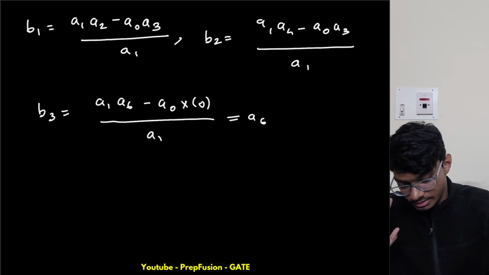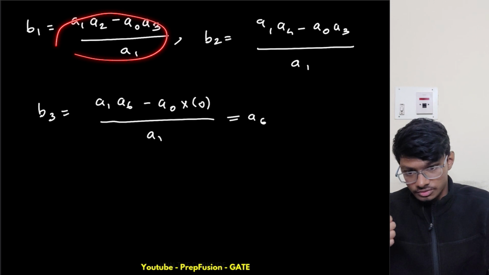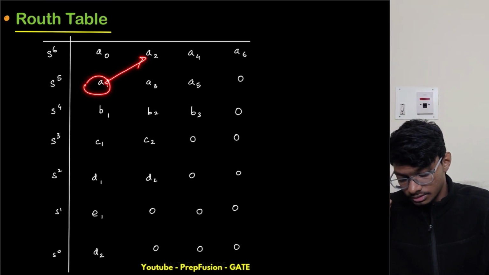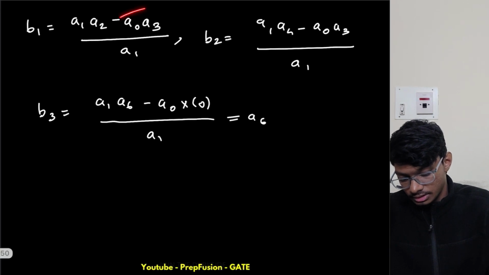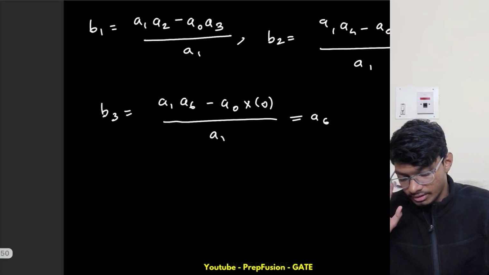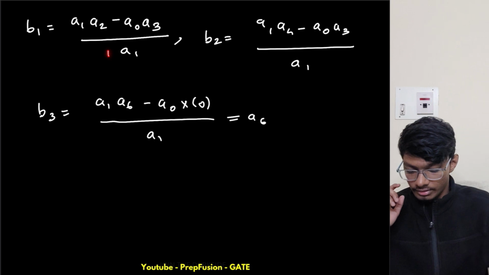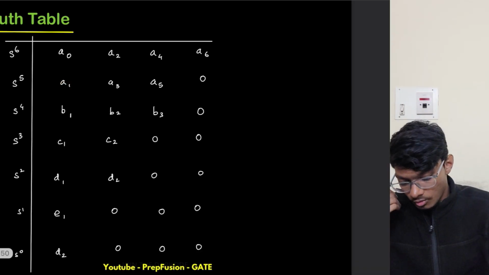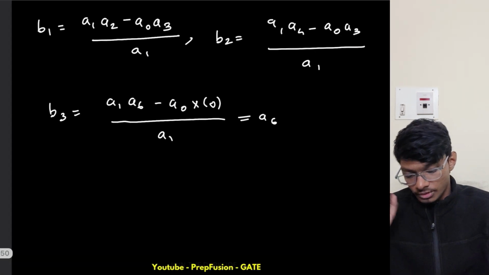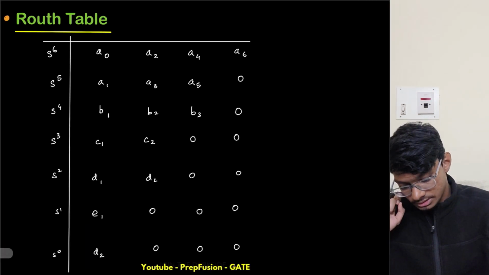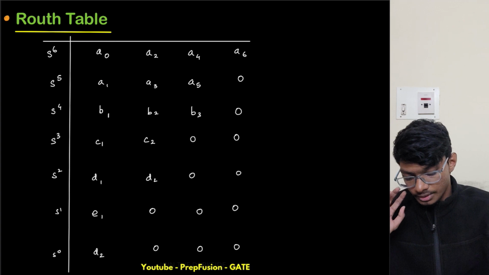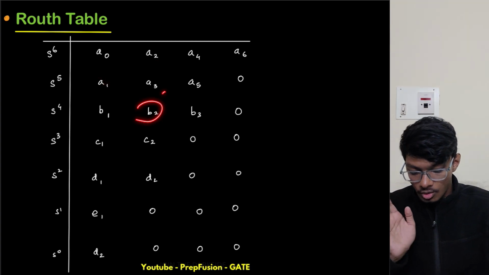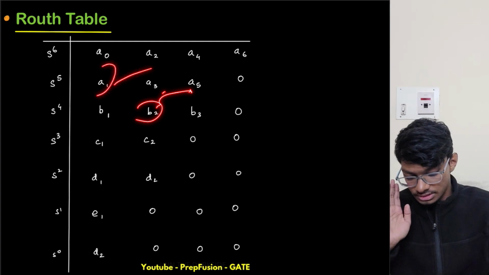Now let me explain. What did I do? For b1, I hope you understood. Basically I took a1 times a2, then subtracted a0 times a3, and then I divided by a1 itself. That is what I did. Now for b2, I again took these two elements, but I multiplied a1 this time with a4, the column after this. So this is the diagonal multiplication.